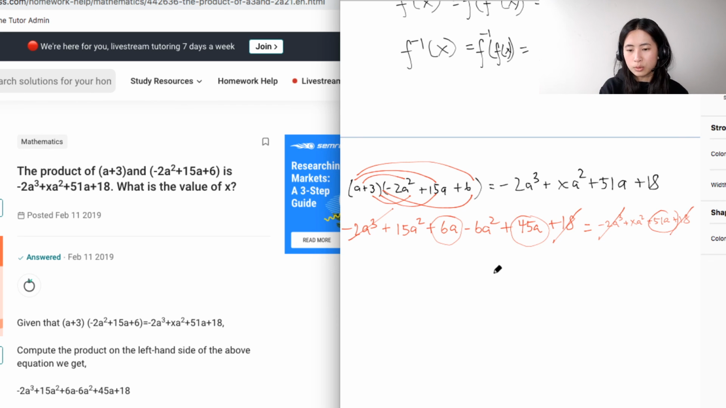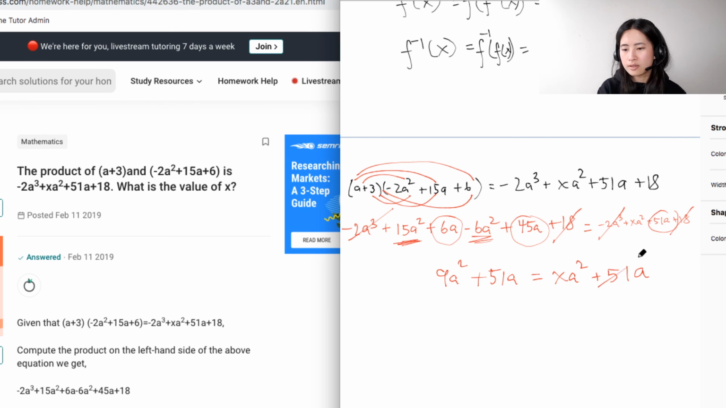So these two actually add up to 51a, right? Maybe we can write that. And then we have this 15 minus 6, so that becomes 9a squared, right? So these two are like terms. Then you have 51a, which is equal to xa squared, and this is 51a.